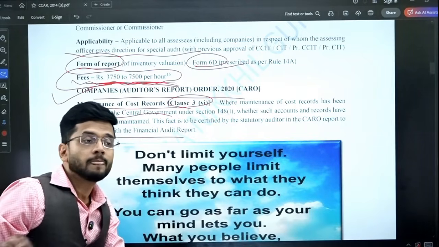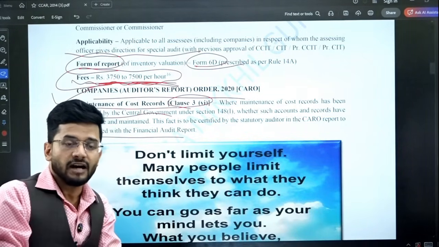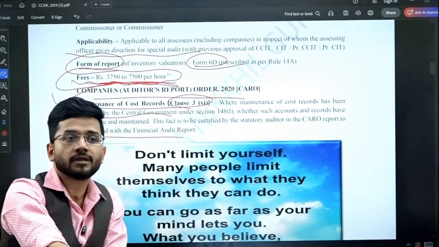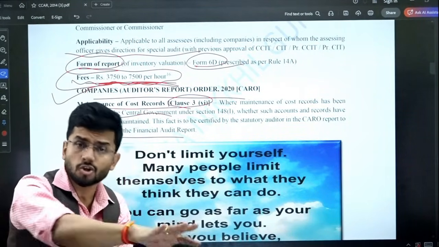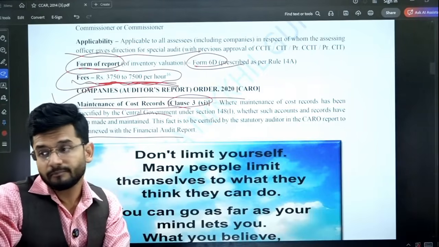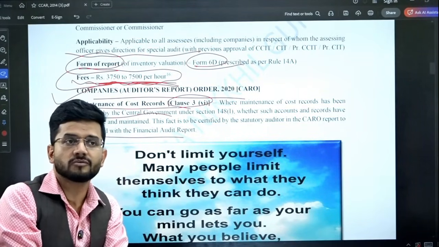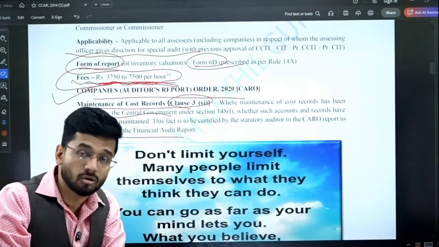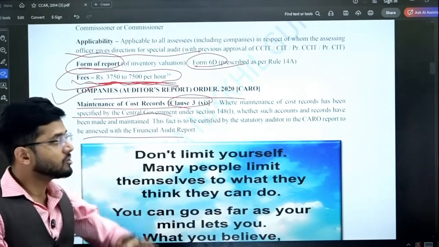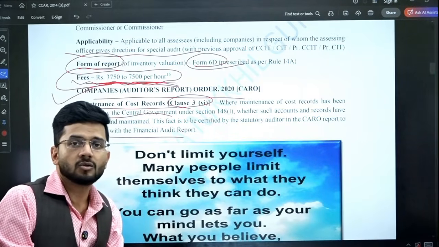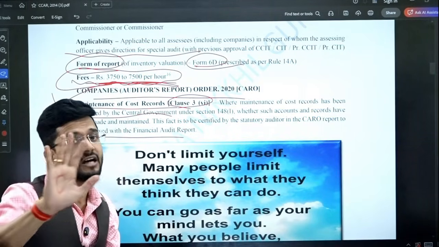So you should be aware that there's a CARO report which is to be filed by the financial auditor, and they have to certify, they have to verify that yes, the cost records have been clearly maintained or not. And who's going to do that verification? Cost accountants are going to do that verification whether cost records are appropriately maintained or not. So there's a provision in CARO also which requires the auditors to comment on this aspect, whether the cost records are being prepared and filed properly or not.